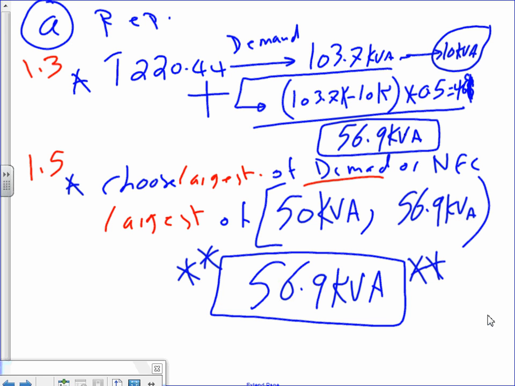Choose the largest of demand. Maybe I should say actual demand. Demand actual or NEC? Yeah, 220.14(K) will tell you to choose the largest. Okay.